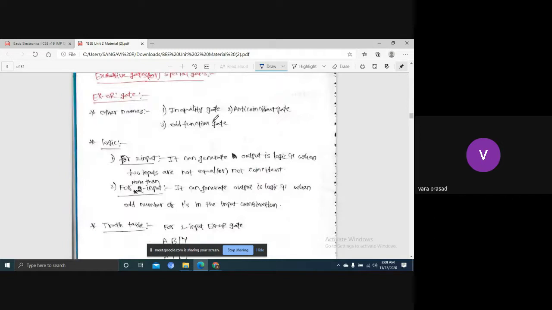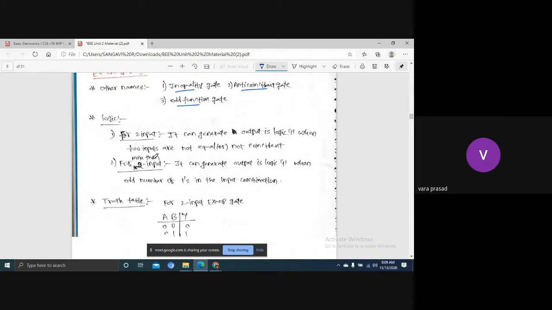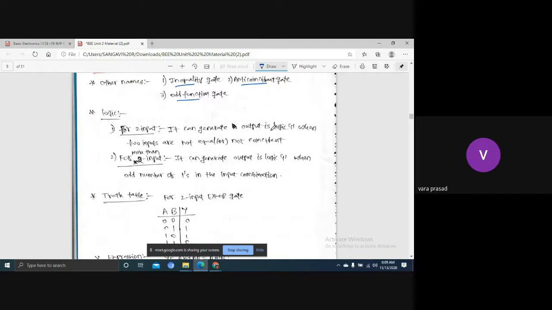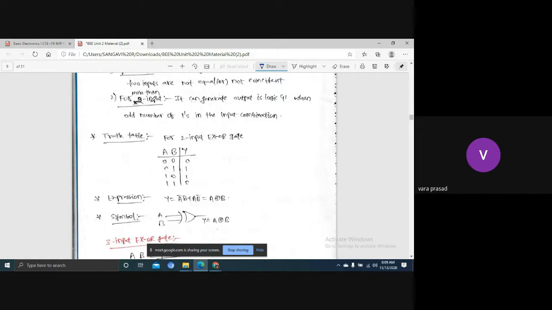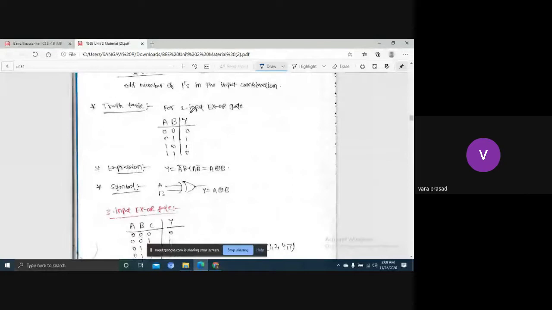Next, the XOR gate. The XOR gate is also called an inequality gate, anti-coincident gate, or odd function gate. For two inputs, it generates output logic 1 when the two inputs are not equal or not coincident. For more than two inputs, it generates output logic 1 when there is an odd number of ones in the input combination. First we will see the truth table for the two-input XOR gate.